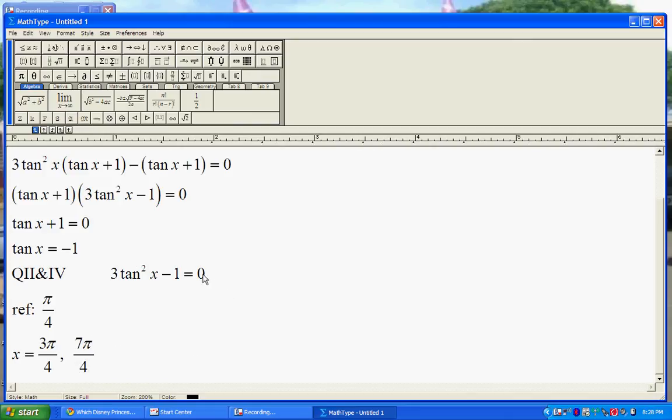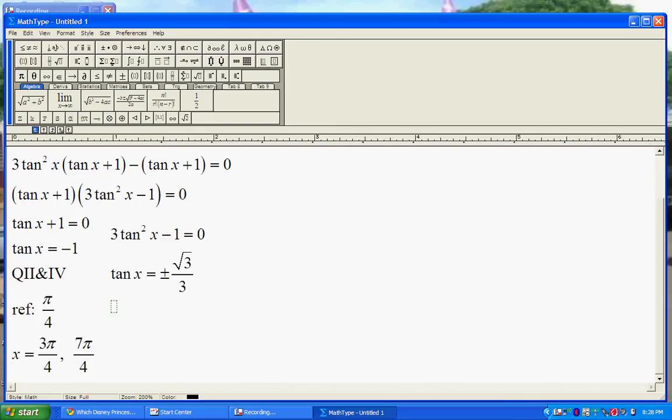Now, our second equation, we have 3 tan squared of x minus 1 is equal to 0. If we solve for tangent and get it by itself on the left side, what we'd end up with is tan of x is equal to plus or minus square root of 1/3. So this is square root of 3 over 3.